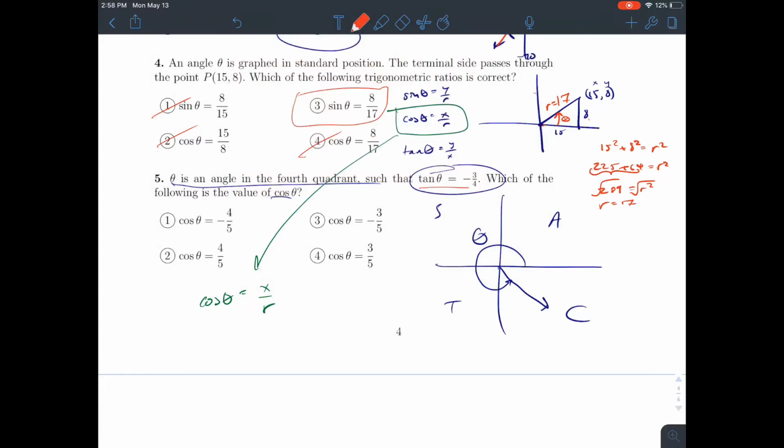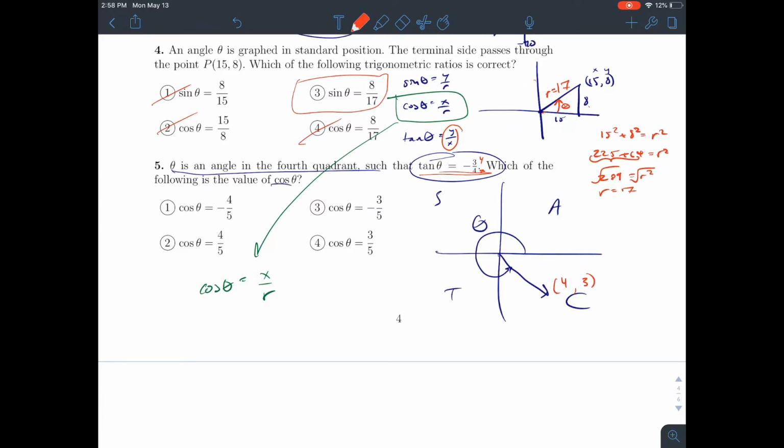Because tangent of theta is -3/4, it means that this is our y-coordinate, this is our x-coordinate. So we've got a y-coordinate of 3 and an x-coordinate of 4. But that's not quite right. In order for tangent to end up negative, one of these two coordinates, y or x, would have had to have been negative. We can see from the picture that x is +4, because it's in this direction, and y must be -3, because we went down 3.